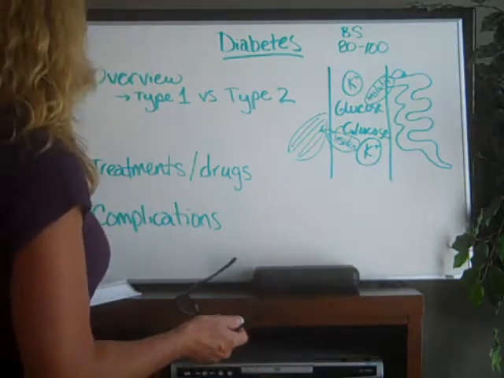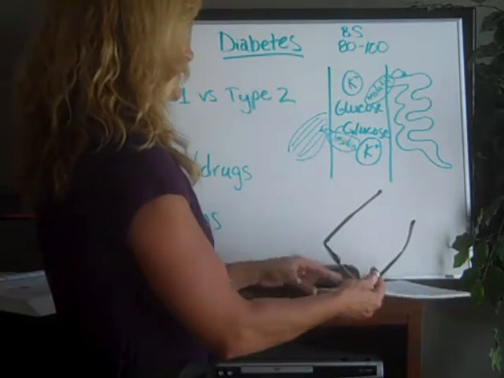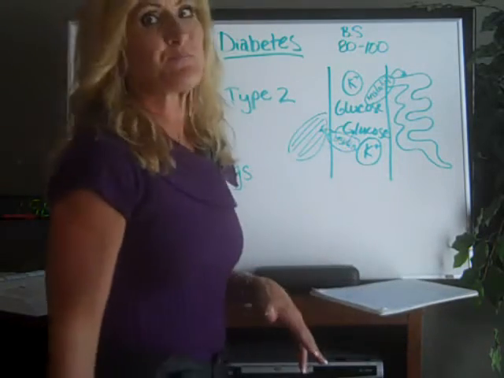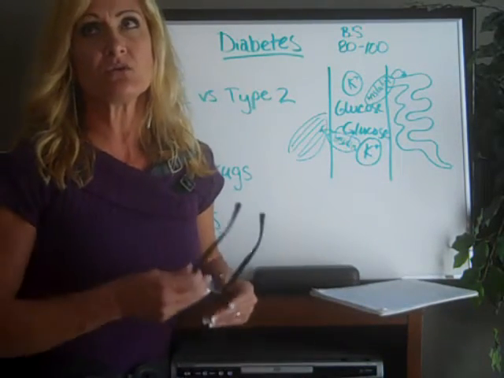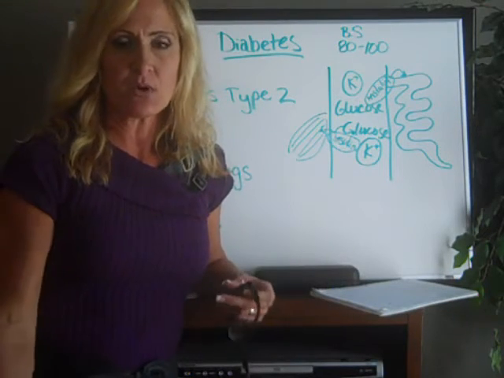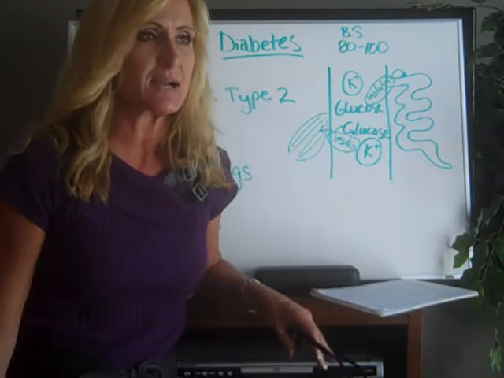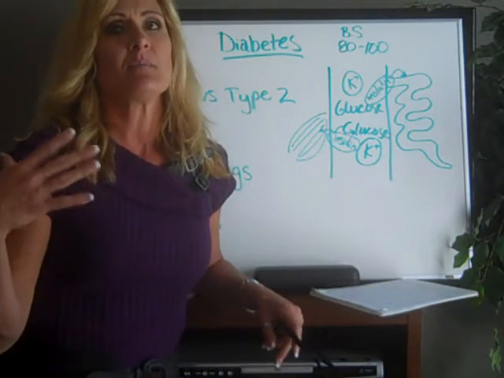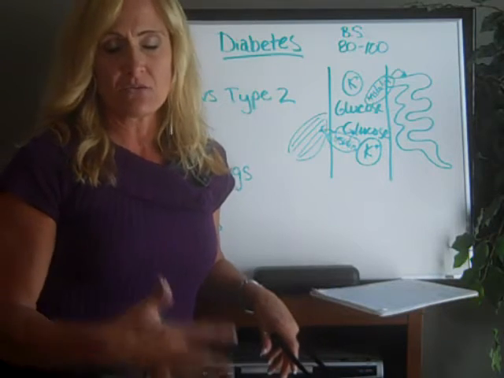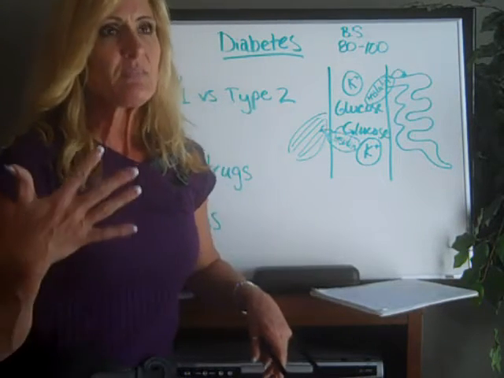So the first thing that I want to point out is basically what is diabetes. When you need to determine whether your patient has type 1 or type 2 diabetes, they are completely separate diseases. They are not the same disease. They both involve the pancreas, glucose, and insulin, but that's about it.